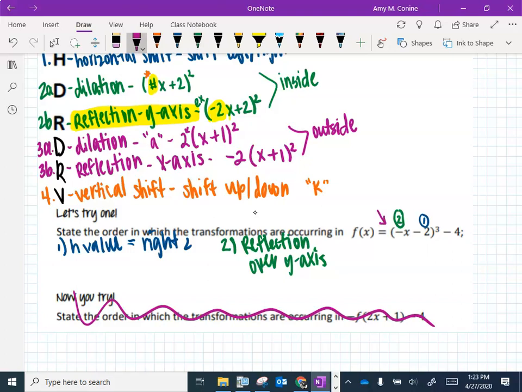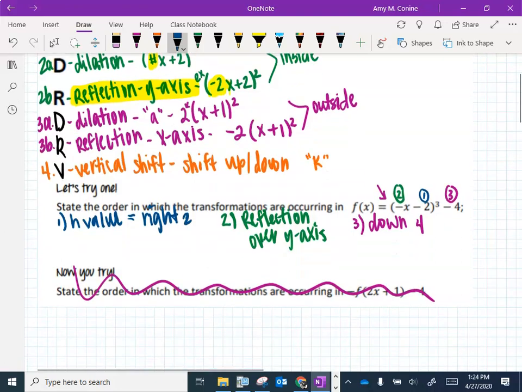It's just 1, so then there's no reflection there either. So we're going to move on to our k value, which is, again, the last thing that you do, and we're going to move down 4 because it's negative. And that's it. That's how you would list it. As long as you have the right transformations listed, just make sure that your wording makes sense.